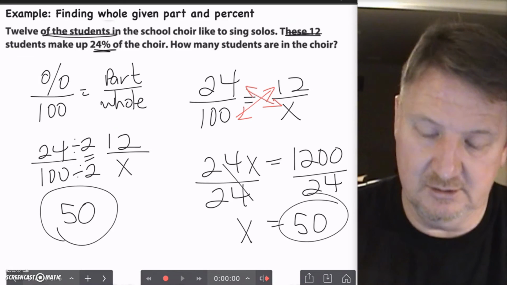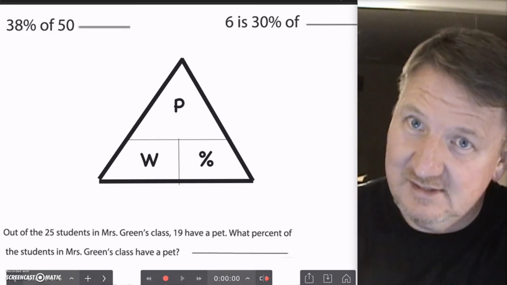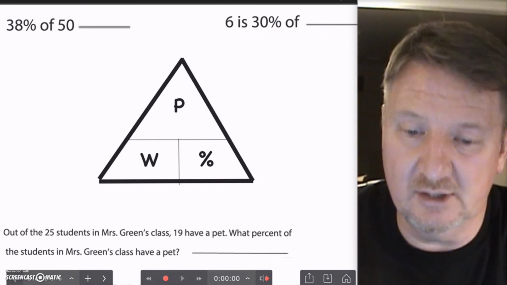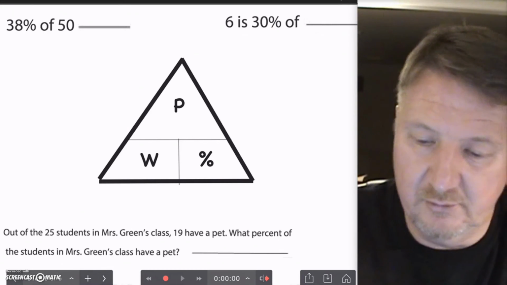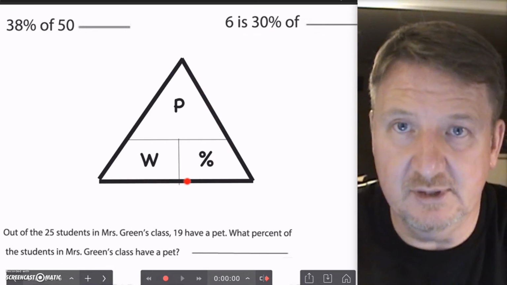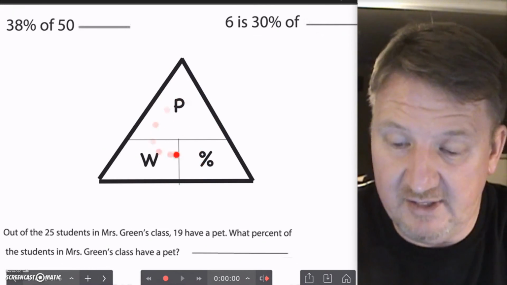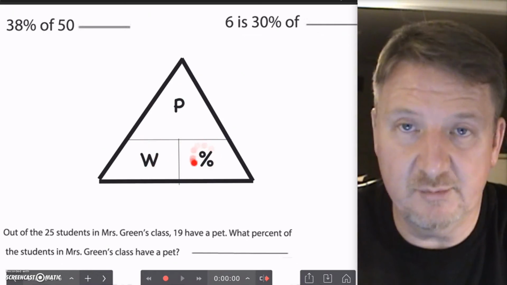Okay, let's look at the next example. Well, it's not really an example. Now this is a different way. Okay, and hopefully I have enough time to do this. I hope so. But this triangle may be a way for you to remember how to do this. Okay, this is called a percent triangle. And it's divided up into 3 parts. You have the part, you have the whole, and you have the percent.